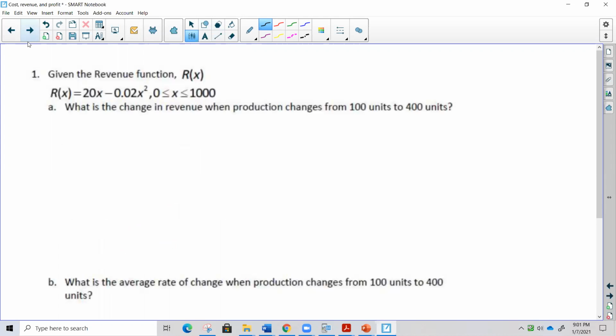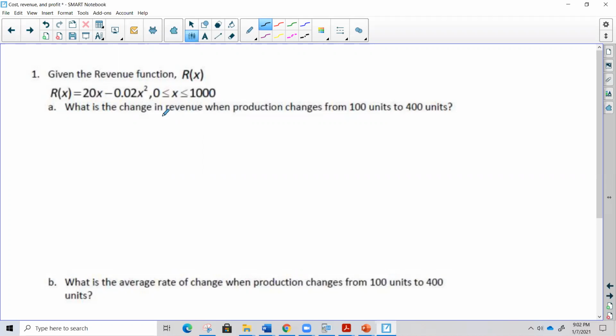So I pulled a few examples from the Unit 1 packet to do. The first one we're going to do is this problem, which is under average and instantaneous rate of change in that packet, and it's number 1. It says, given the revenue function R of X, and this is my revenue function, it's defined between 0 is less than or equal to X, which is less than or equal to 1,000. And part A says, what is the change in revenue when production changes from 100 units to 400 units?